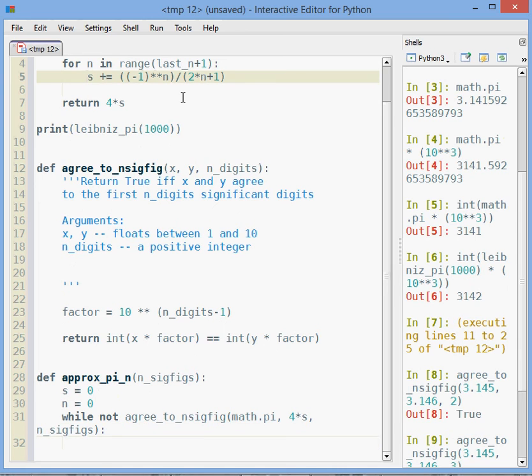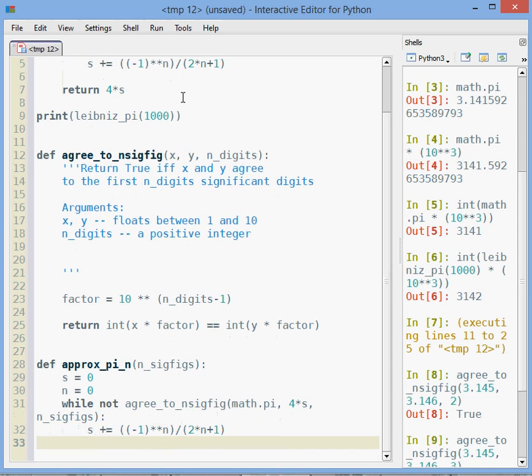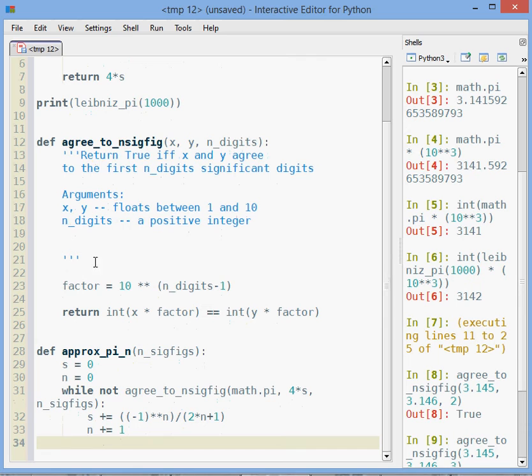How do we do that? Exactly in the way that we did before. And now, because it's a while loop rather than a for loop, we actually need to increment n manually by 1 every time. So, okay. So that's the loop. We check every time whether we've reached the agreement or not, and then we increment s by another term, and we increment n.